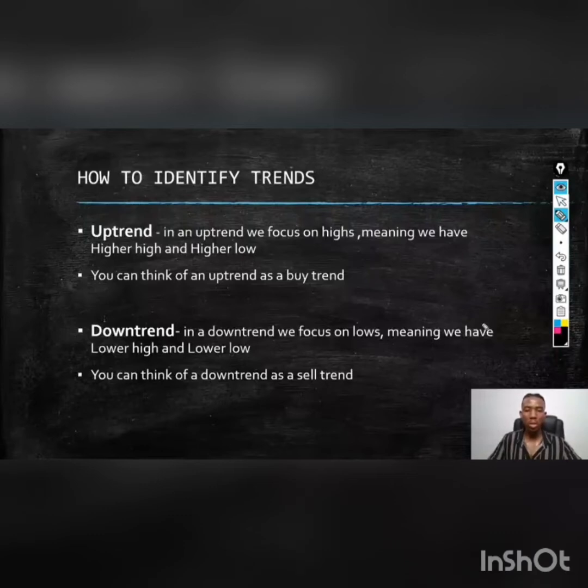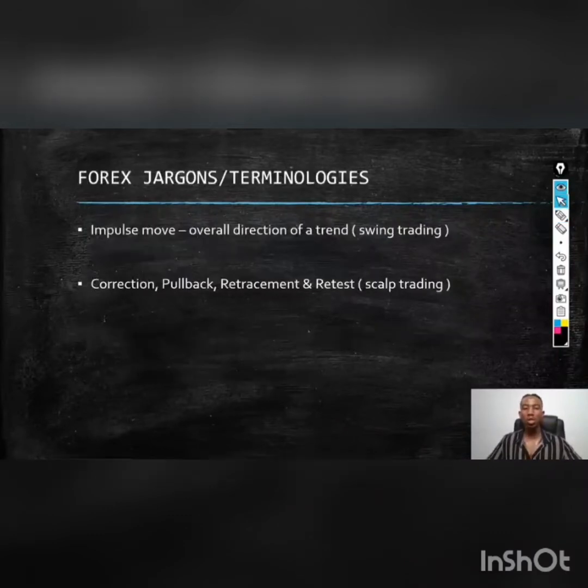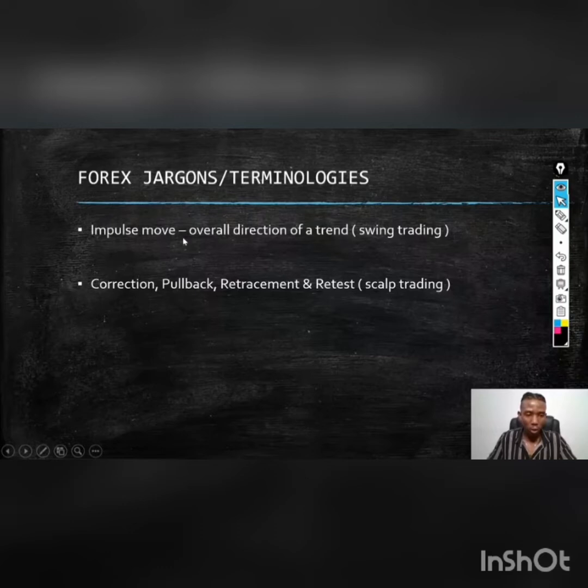So now let's continue with the slides. Now that I've shown you how to identify an uptrend and a downtrend, I'm going to teach you some forex jargon, or forex terminology, to help you better understand how to spot your uptrend and a buy trend and how to make sense of it. Firstly, I'm going to start by teaching you an impulse move. So what is an impulse move? In forex trading, we have this word called impulse move. An impulse move is the overall direction of a trend, meaning in order for you to apply an impulse move, you have to know the overall direction of a trend first.